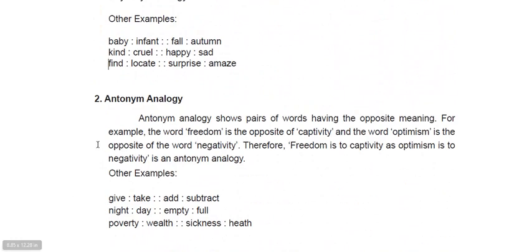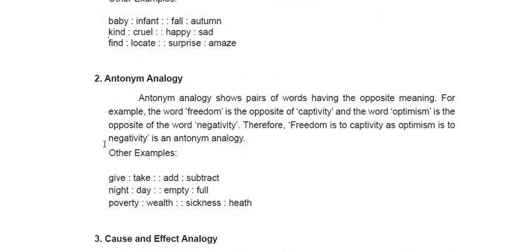The second one, we have antonym analogy. When we say antonym, all you need to remember is this: opposite meaning. In other words, they have different meanings. For example, we have here freedom. The opposite of freedom is captivity. And optimism, always positive, that is the meaning of that. The opposite, of course, is negativity. So therefore, when you combine those two pairs, you will say freedom is to captivity as optimism is to negativity. So they are antonym analogy.